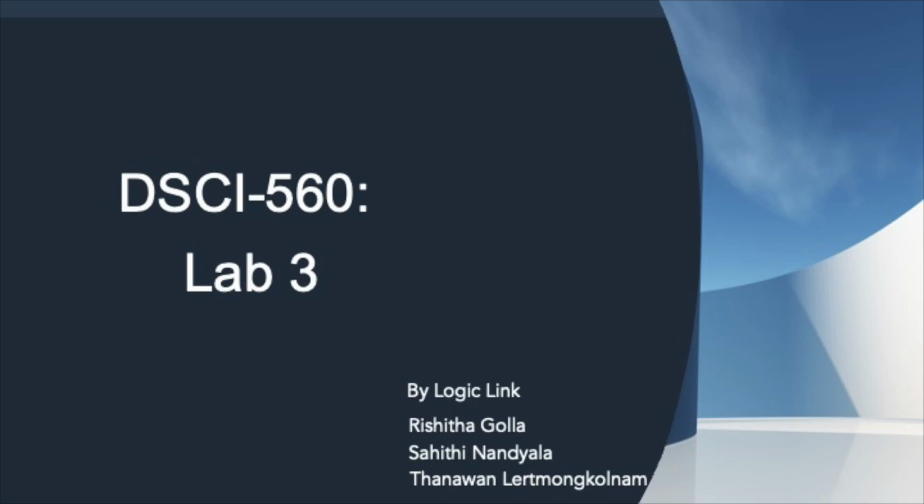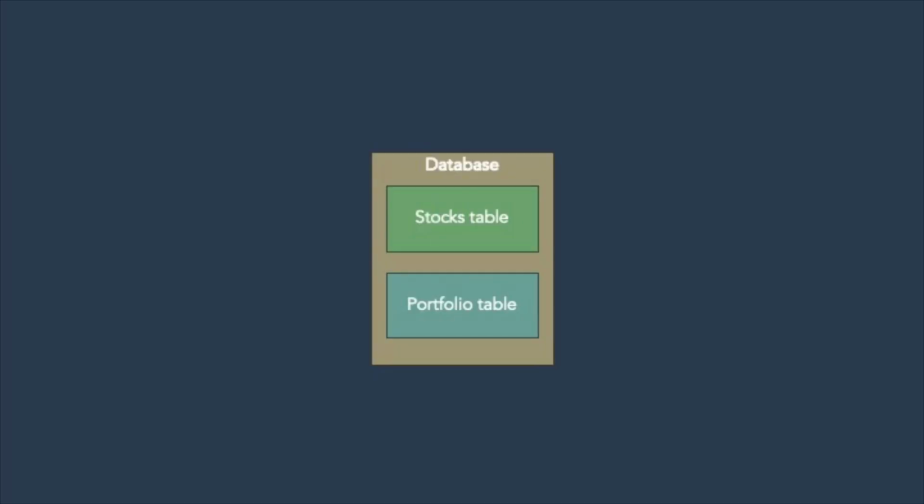Today my team and I are going to talk about Lab 3. For database design, we decided to create two tables, which are portfolio and stocks. This is because we think the portfolio table will allow us to store data about users and their portfolios. Moreover, we also need a stocks table to store stock data that the user specified.